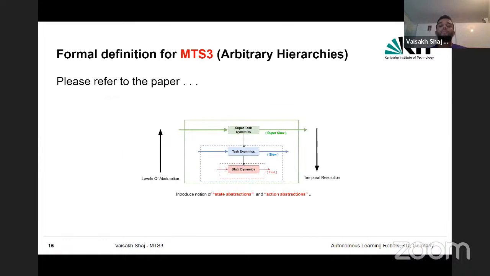Okay, so we have a very formal definition for extending this to an arbitrary number of hierarchies. Please. Yes, please, Liam. Oh, sorry to interrupt again. Is it a limitation that you have to assume fixed H time steps for each higher level task? Yes, maybe it is a limitation.